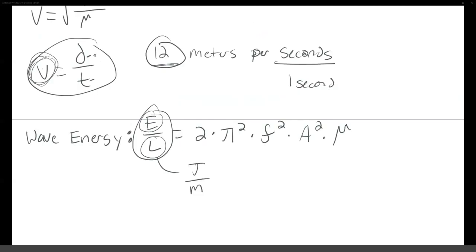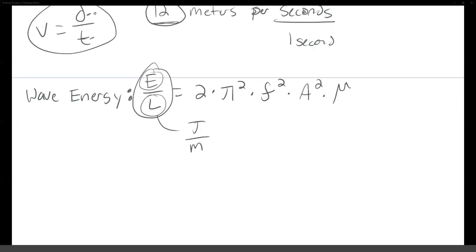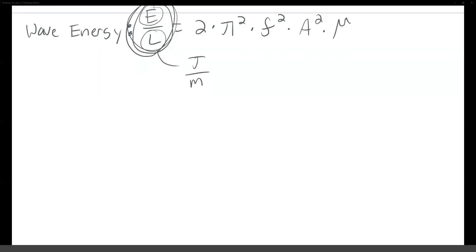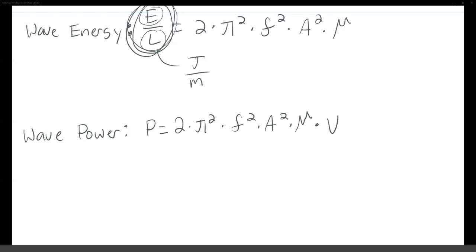So actually, forget about the velocity thing. I don't want to confuse you. So it's energy per how much length we have. If we're trying to find power, power is a little different. So wave power is very similar. They're almost the same equation. So P equals 2 times pi squared times frequency squared times amplitude squared times mu times velocity.